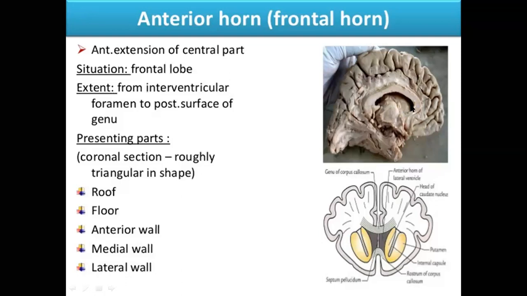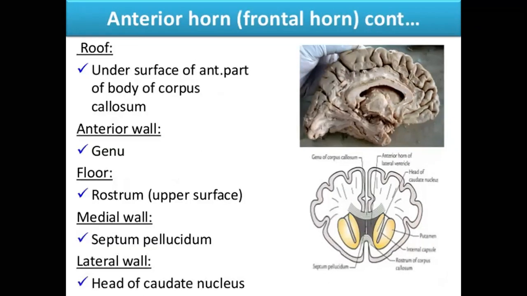Now this has the roof of the anterior horn. This is the floor, the medial wall. Roof, floor, anterior wall and medial wall. The medial wall is formed by the septum pellucidum. The roof and anterior wall are formed by the genu of the corpus callosum. So this is the anterior horn. And in the lateral wall you have the head of the caudate nucleus. This is the head of the caudate nucleus.